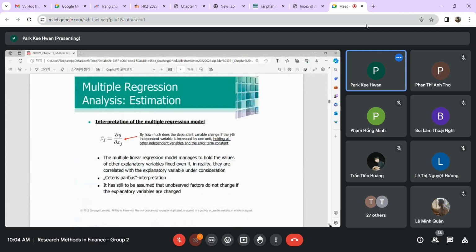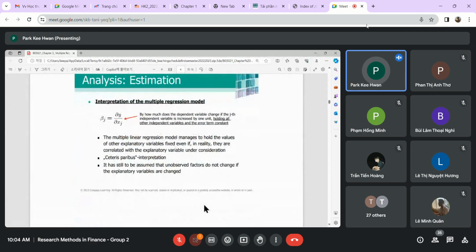So now, what does the slope parameter mean? Okay, what does the slope parameter mean? Okay, so go back to here.